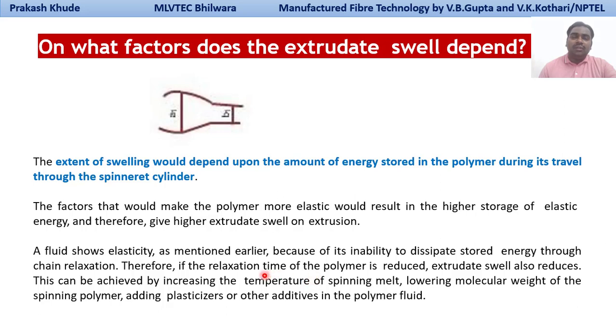First, we can give less relaxation time for the polymer, that will result in the die swell being reduced. At the same time, if you increase your spinning temperature, that will also reduce your die swell or extrudate swell. Or if you reduce the molecular weight of that polymer, that also results in a reduction in extrudate swell. In certain cases, we can add certain plasticizers or additives in the polymeric fluid that could result in a reduction in extrudate swell.